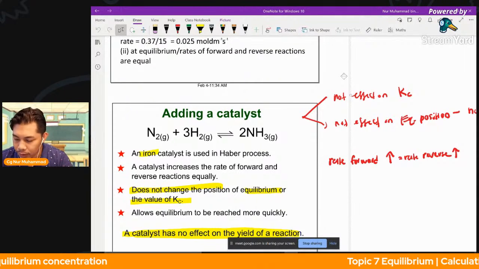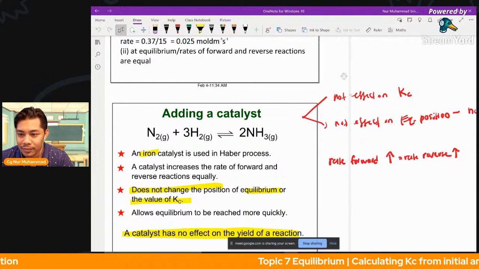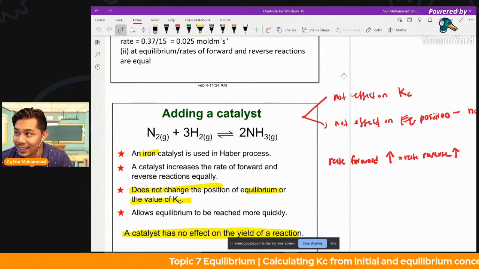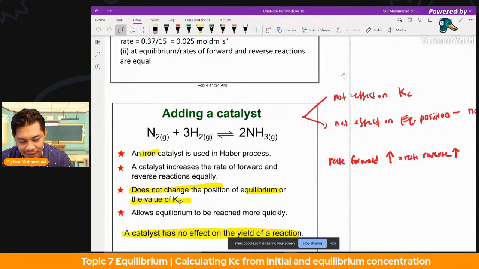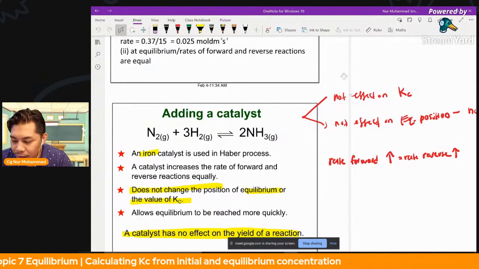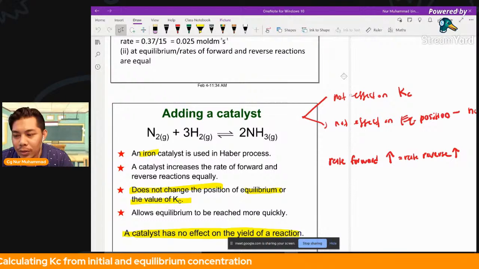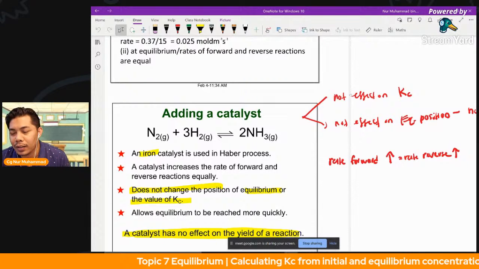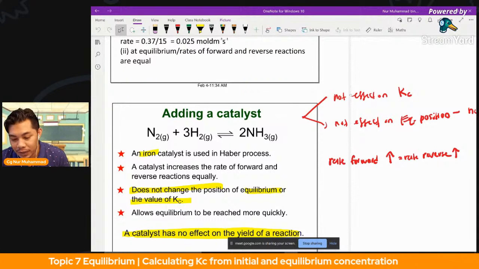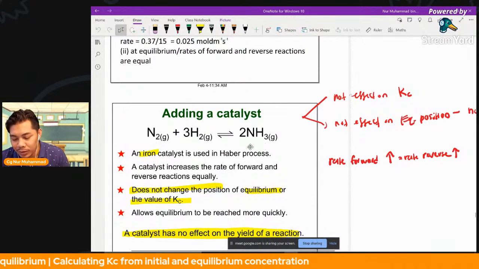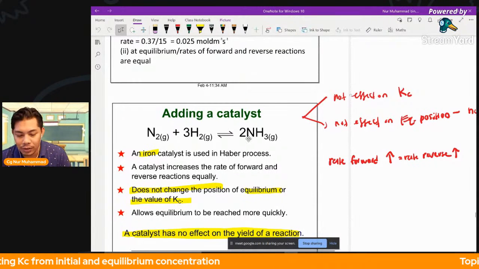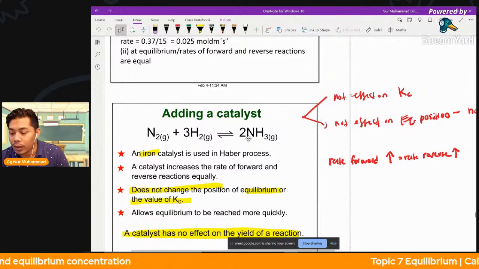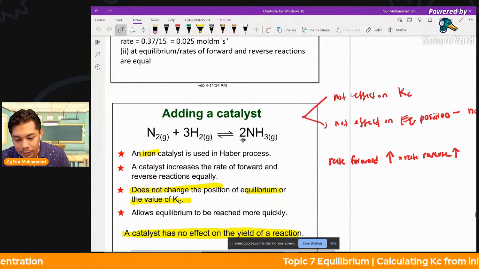Okay, concentration, temperature, pressure. Okay, there is one more factor but it does not affect the equilibrium. Apa dia? Rahimi. Catalyst. Good. So catalyst does not affect the equilibrium and does not affect the equilibrium constant.